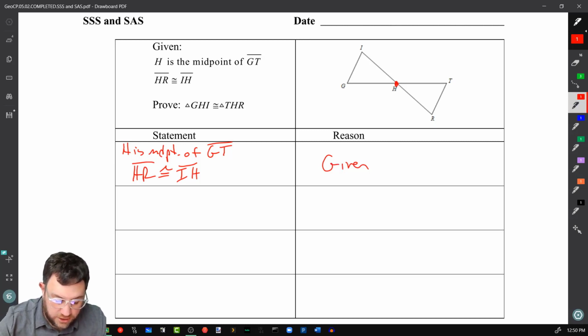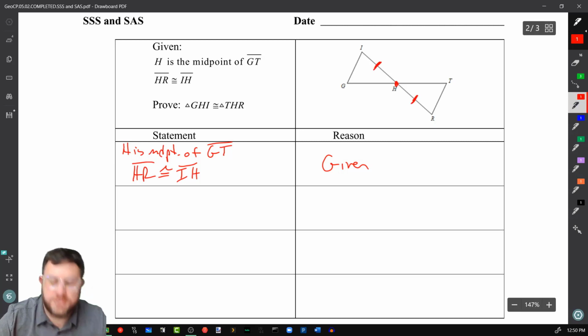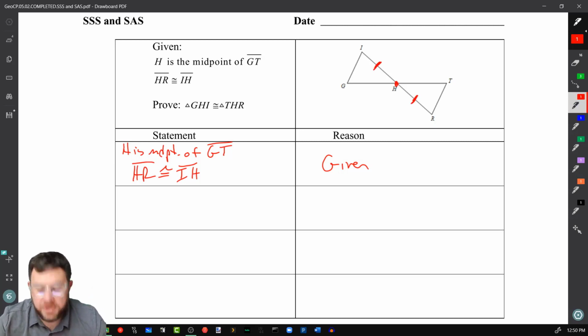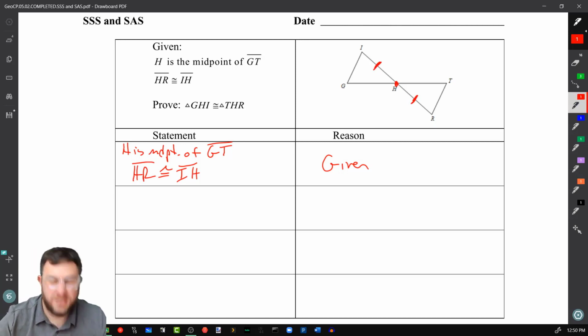Okay, HR is congruent to IH. So we've got that marked. I put a point at H, just to remind myself there's a point there. It's got to be important because it was given to us. Now, what is a midpoint? What is the definition of a midpoint?